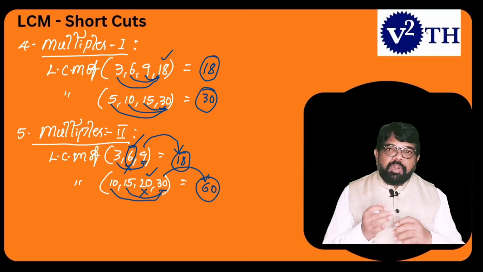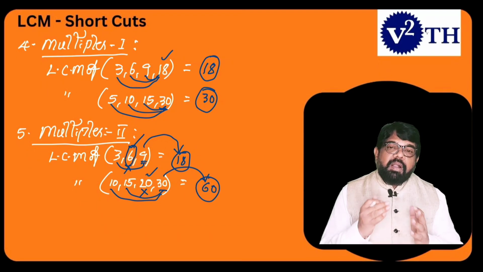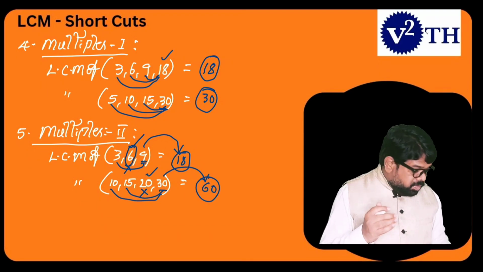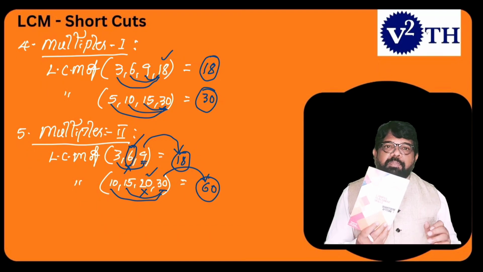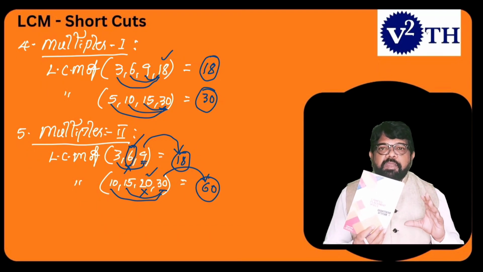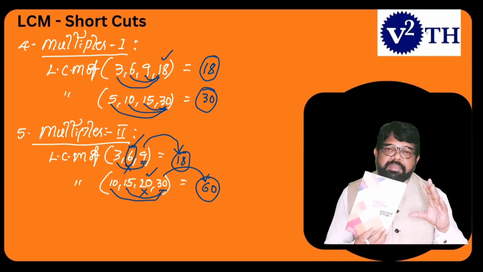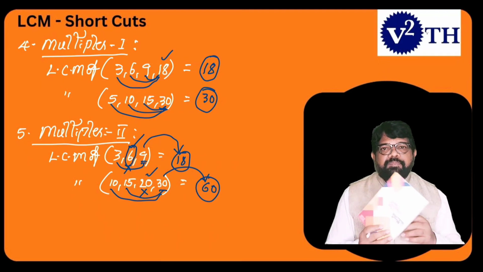Understood all of you? From this, what did you learn? LCM means, in the given values, either the larger number or a multiple of the larger number. In this book, Quantitative Aptitude 1, more examples are there for practice. You have to practice those examples to get command.